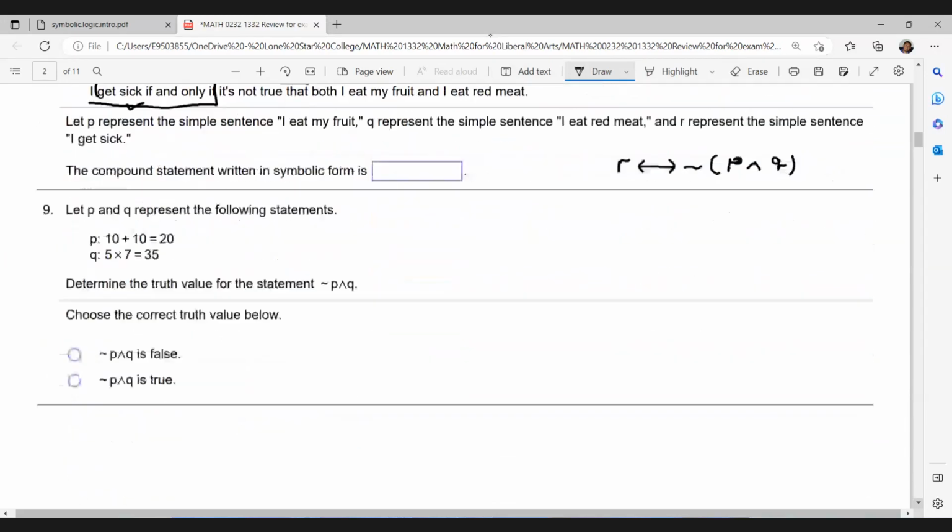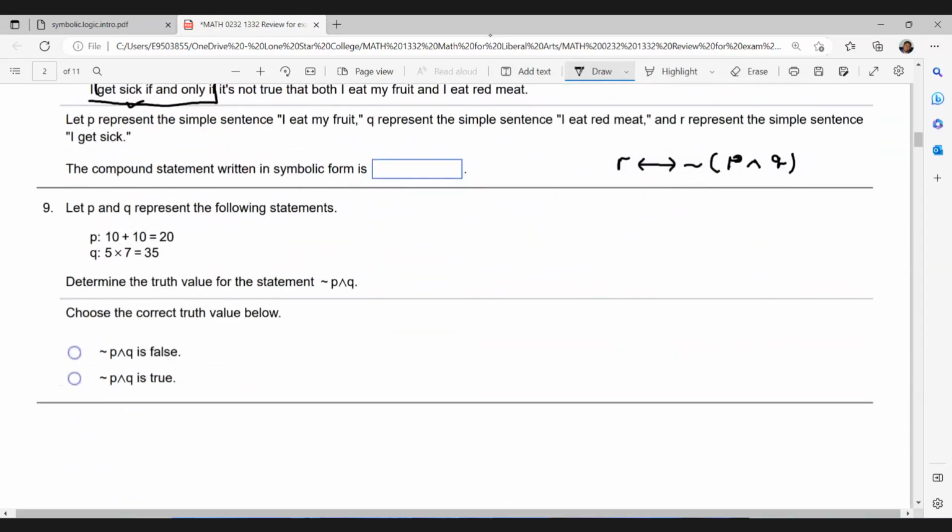Let's move on to number 9. It says let P and Q represent the following statements. There is a sum and there is a product. Determine the truth value. Okay, so if I'm going to have to do this, let's see. The truth value of P, it is true because 10 plus 10 is equal to 20. 5 times 7, it is also true because that is 35.